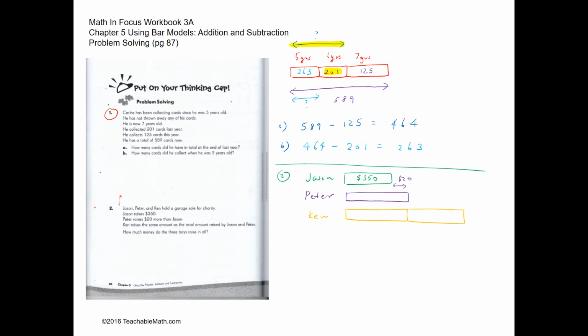So we know that Peter would have 370. So Ken will have 370 times 2. So what is the amount that Ken has? It will be 370 plus 370, which is 740. And how much do they have together? It will be 350 plus 370 plus 740.